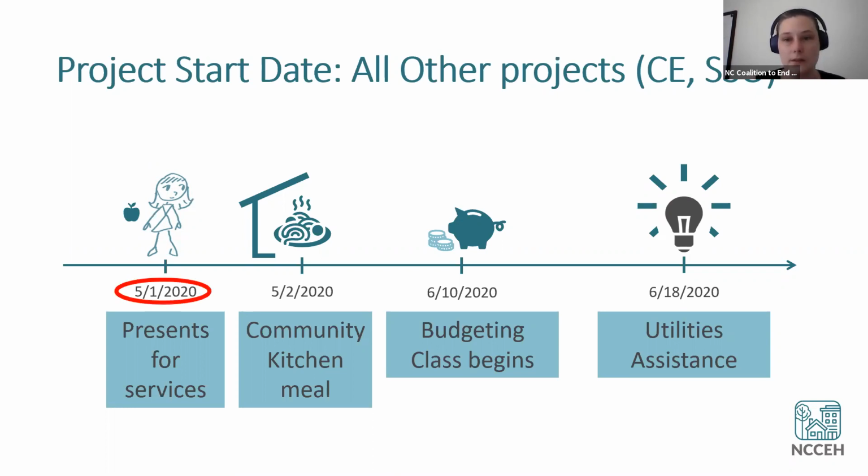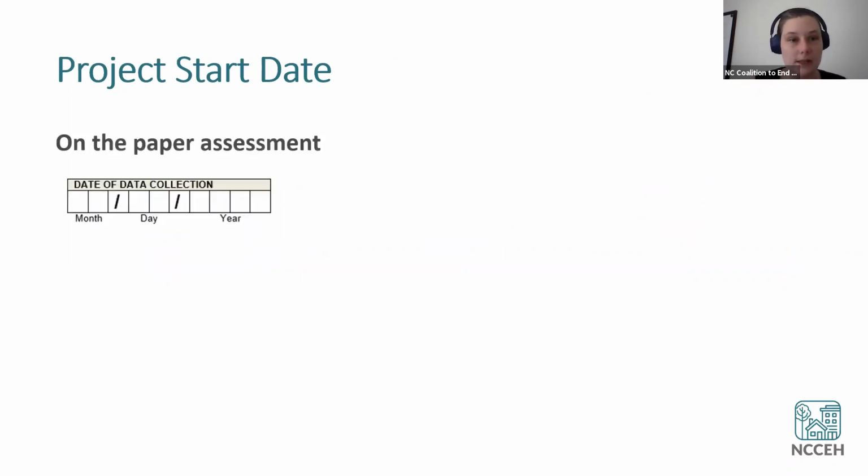All right. And just as a reminder, we do have this data element available on the paper form. It's the date of data collection on our project start forms. So that is what it looks like, up at the top left-hand corner. And if you're using paper forms, you can use that to identify the right project start date.